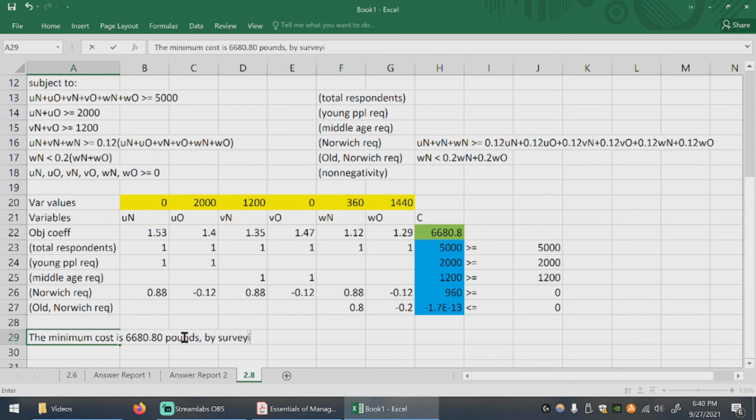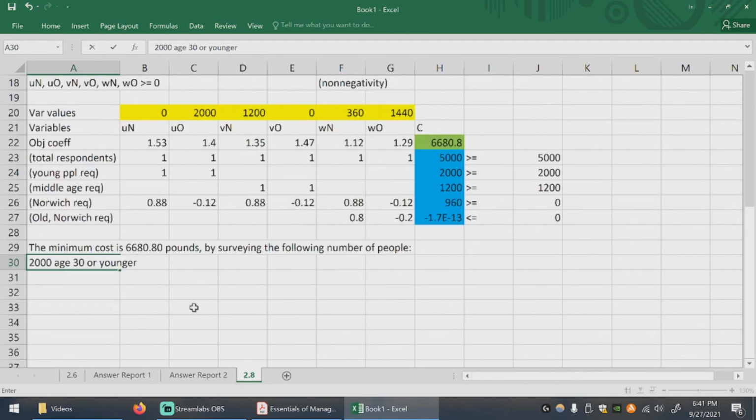By surveying the following number of people. 2,000, age 30 or younger. Don't be lazy here. Concluding sentence, wrapping up your answer, super important. Invest the time and write full, clear sentences. 2,000, age 30 or younger, living outside Norwich.